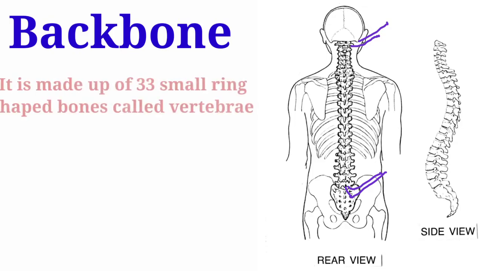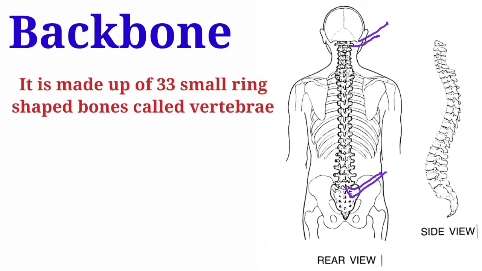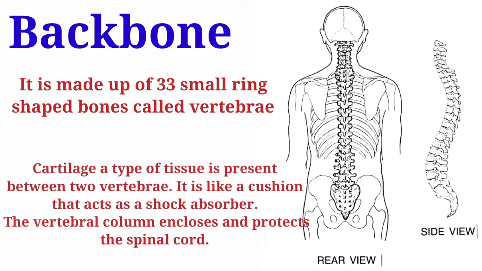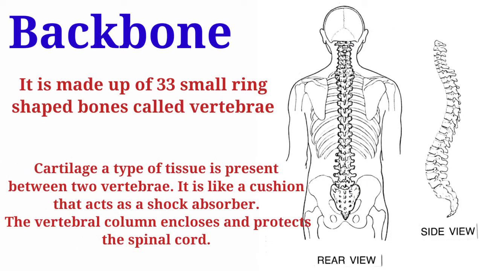Backbone. The backbone or the vertebral column starts from the base of the skull and ends in the pelvis. It is made up of 33 small ring-shaped bones called vertebrae. Cartilage, a type of tissue, is present between 2 vertebrae. It is just like a cushion that acts as a shock absorber. The vertebral column or the backbone encloses and protects the spinal cord.